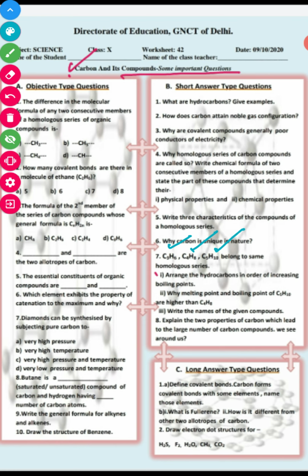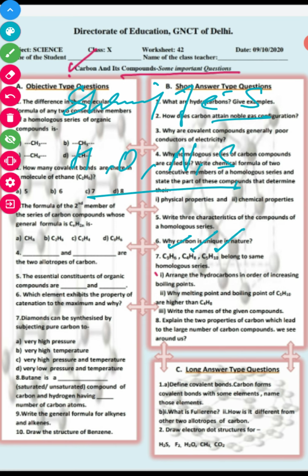Okay, and now comes the long question answers. In long question answers, first question is define the covalent bond. Student, covalent bond means the bond formed by the sharing of electrons between the atoms, and carbon forms covalent bond with the hydrogen, oxygen, as well as nitrogen, sulfur, etc.